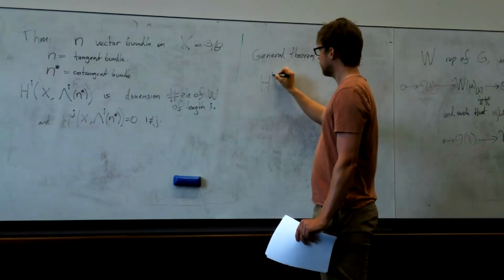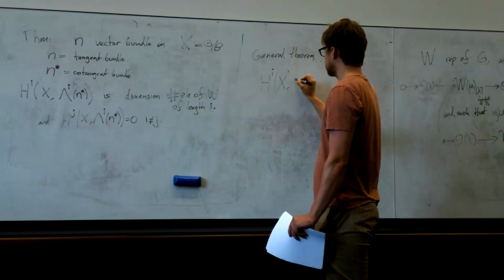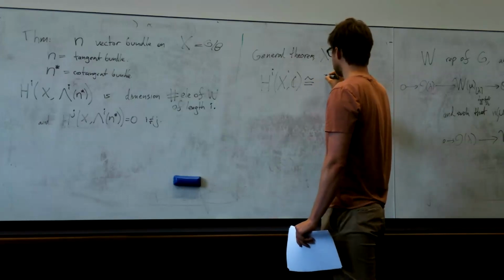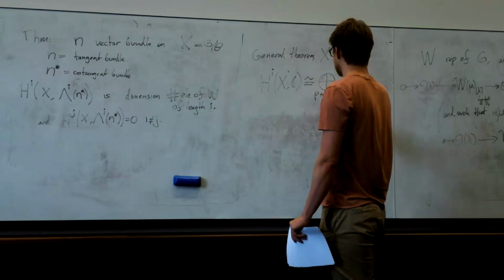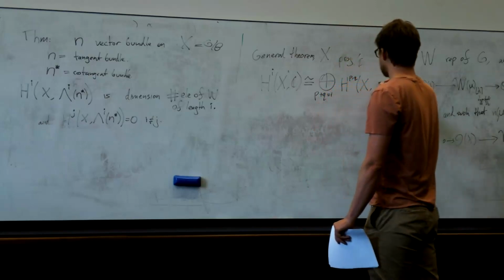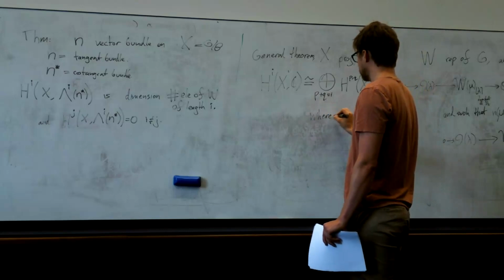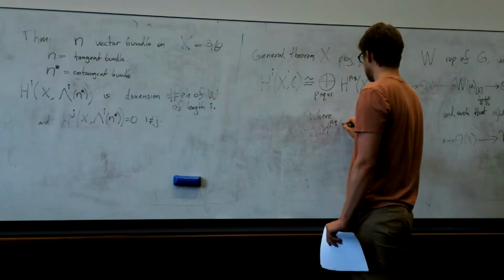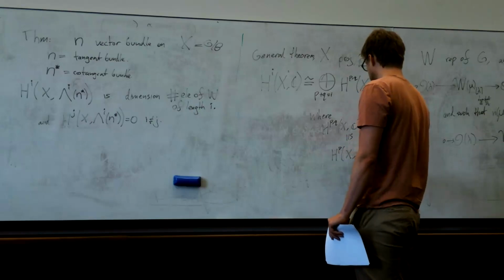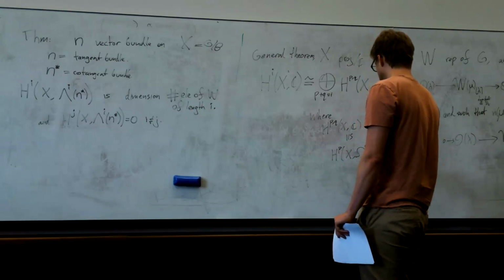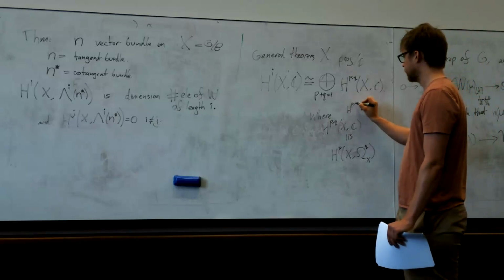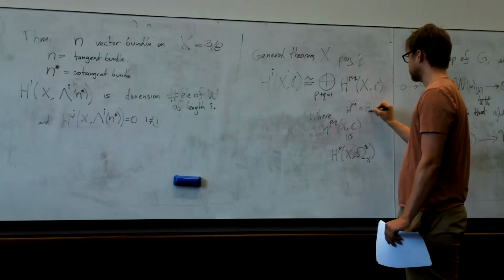then H^i of X, we can see, maybe not quite canonically, is the direct sum over p plus q equals i of H^{p,q}(X, C), where H^{p,q}(X, C) is isomorphic to the p-th cohomology of the q-th exterior power of the cotangent bundle. And also we have H^{p,q} bar equals H^{q,p}.